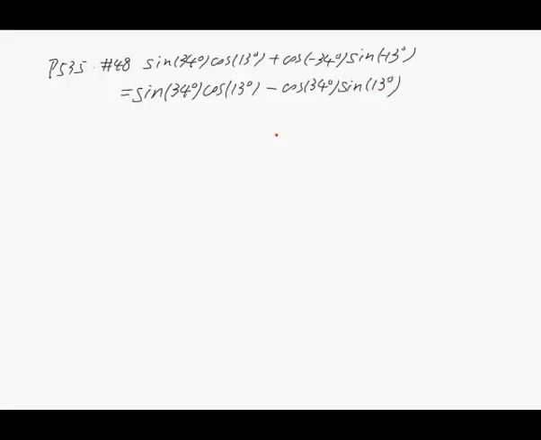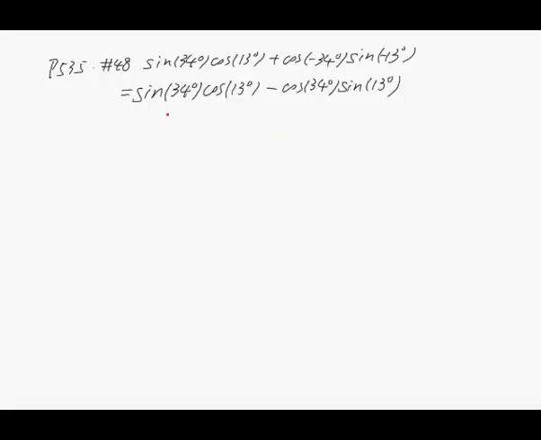So now, tell me which identity should I use? Which one? Sine or cosine? First tell me. Identity for sine or for the cosine? Sine. Sine of a sum or the sine of a difference? Sum or difference?